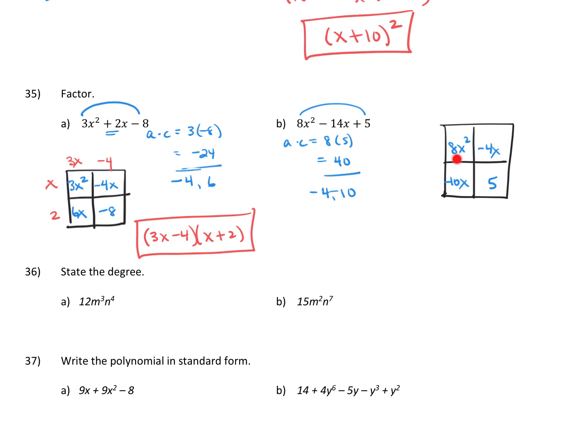So top row, 8x squared minus 4x. We can pull out a 4x. They have that in common. Negative 10x and 5. We can factor out a 5.